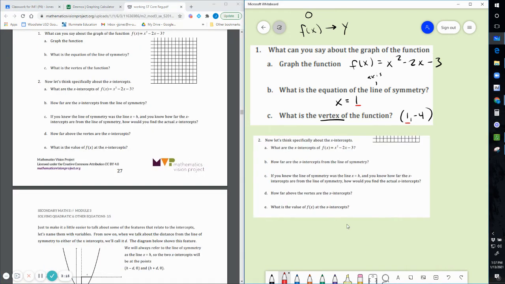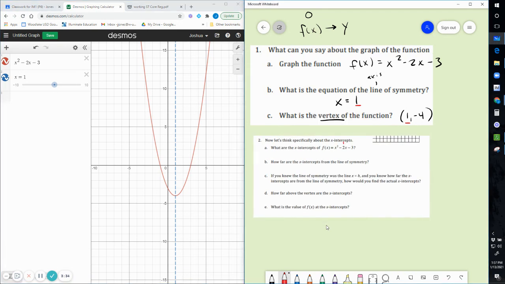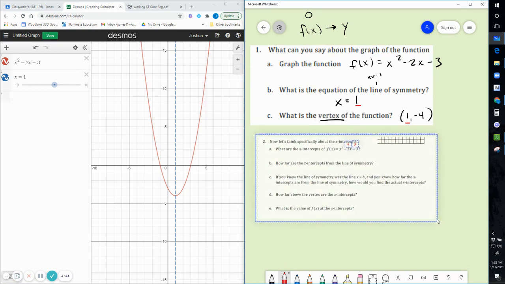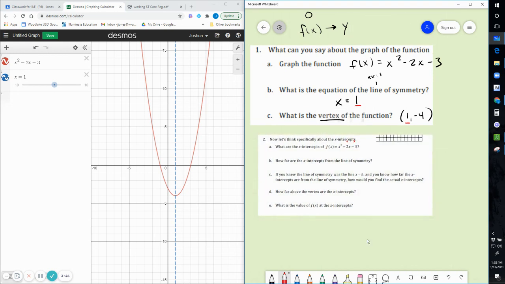Now let's think specifically about the x-intercepts. You can see we still have the same equation, but it's asking what the x-intercepts are. We could actually look up the x-intercepts on here, but typically what do we have to do to find them? You have to find what adds to get negative 2 and what multiplies to get negative 3.